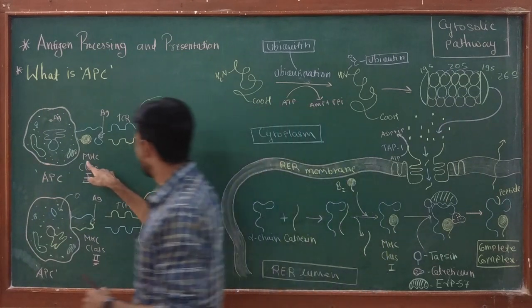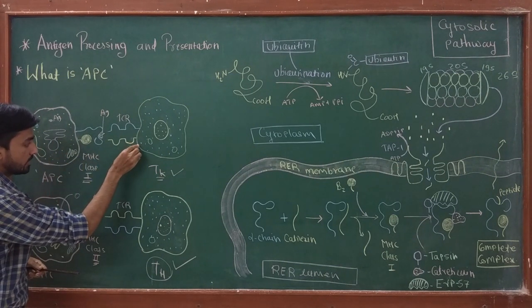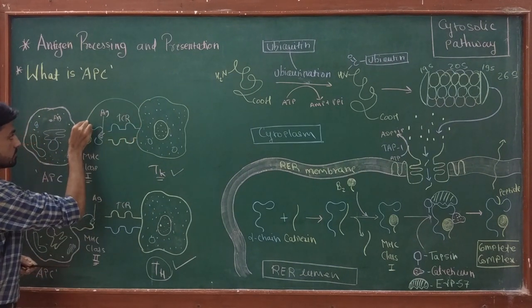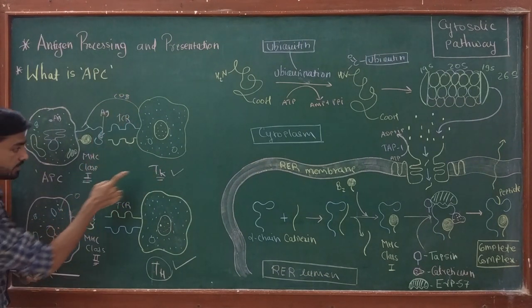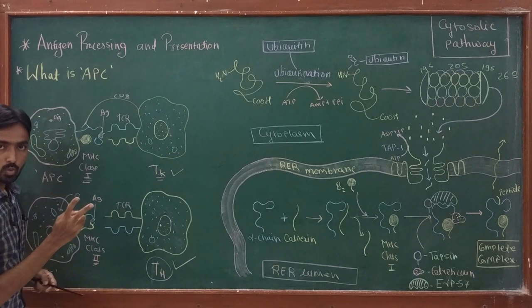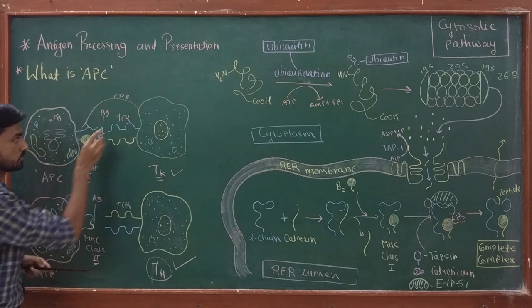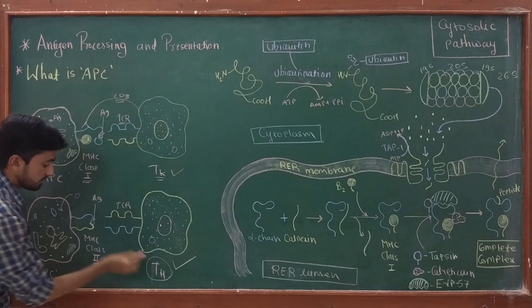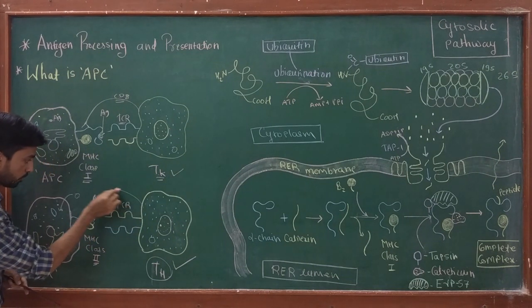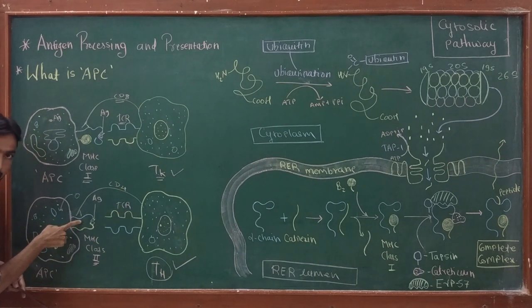MHC class 1, which is present on the antigen presenting cell, is also attached with the CD8 molecule, which is present on the T killer cell. That means the T killer cell makes two main attachments with the antigen MHC class 1 complex, which are the TCR and CD8 attachment, while the T helper cell has the CD4 molecule, that is cluster of differentiation 4, which makes attachment with the MHC class 2 molecule.